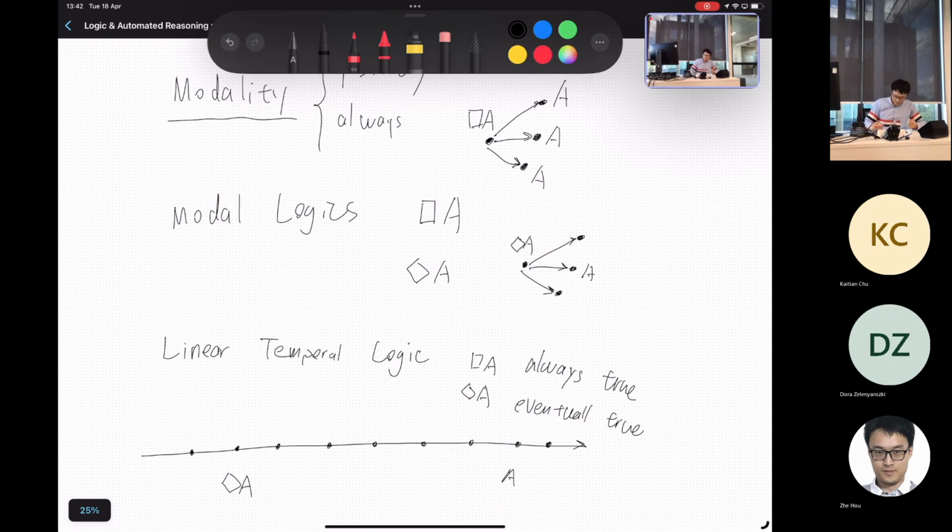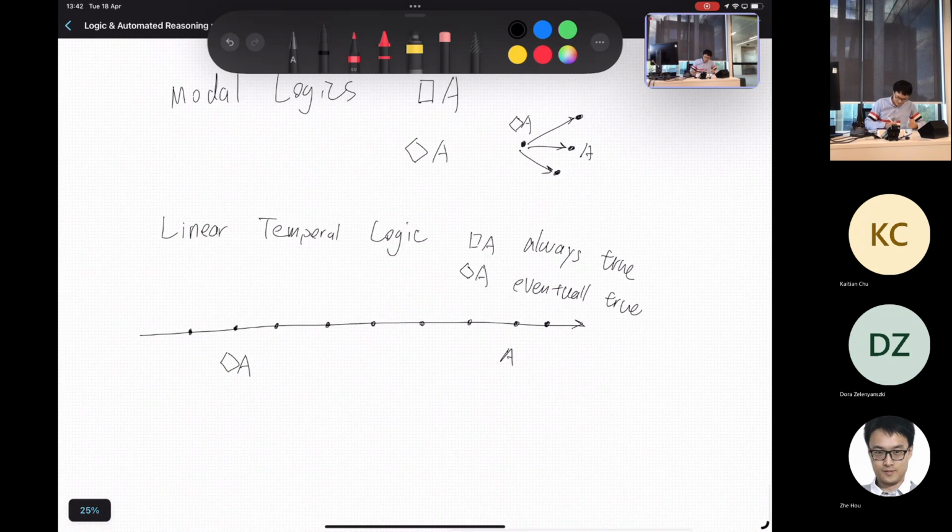Another example is something called linear logic. It's not linear temporal logic. It's not about time. Linear logic is about resources. So in classical logic, when you say A, what does it mean? The interpretation is that A is true. So if A is true, then multiple copies of A is also true. The notion of a copy almost doesn't exist there.